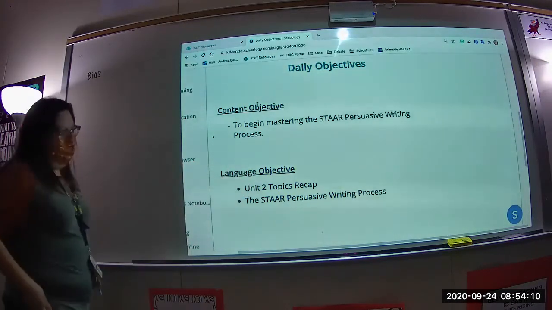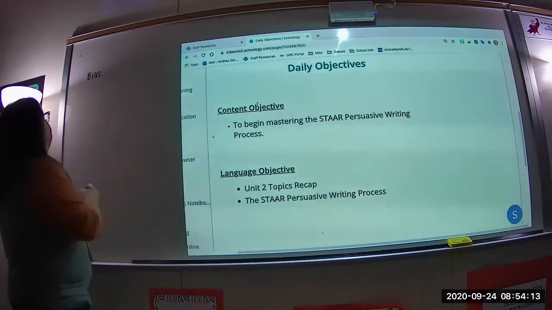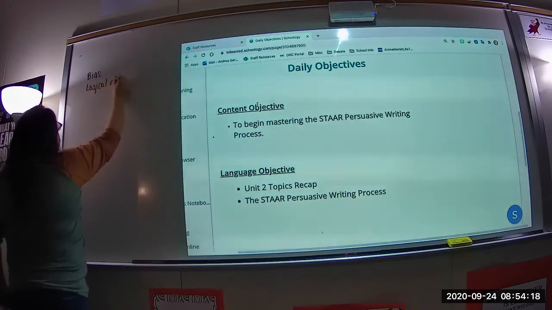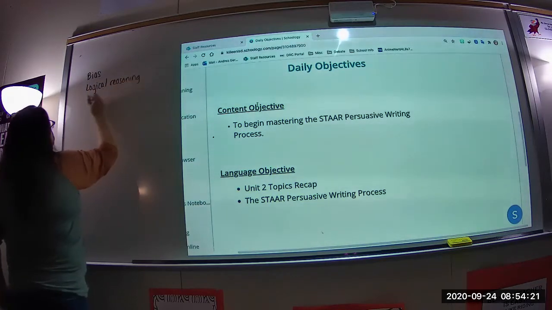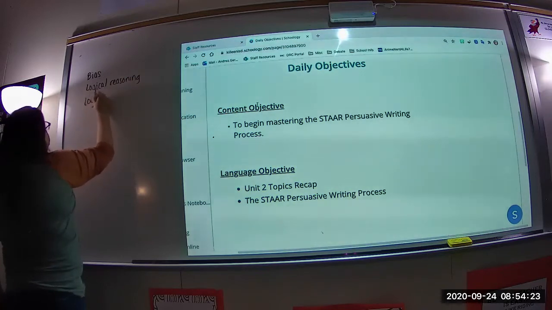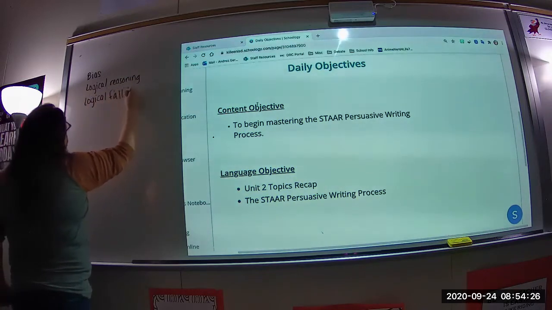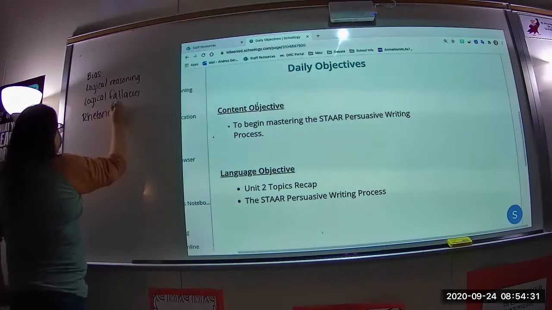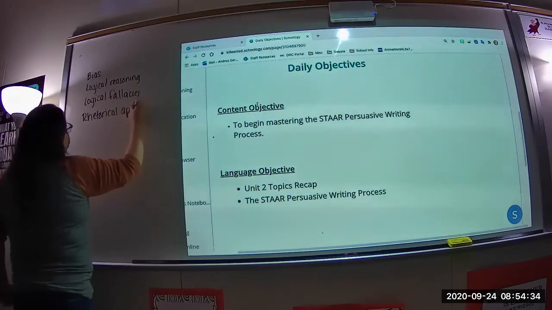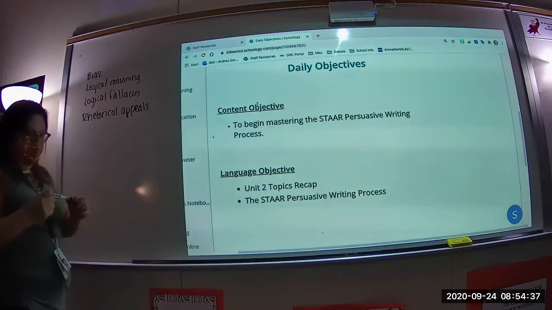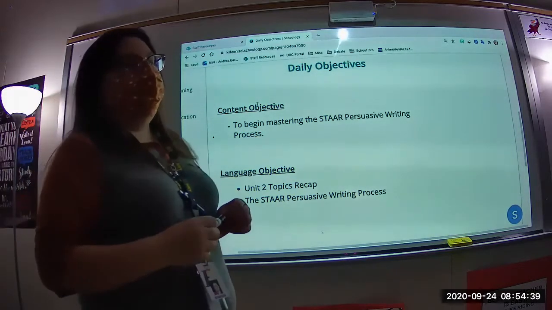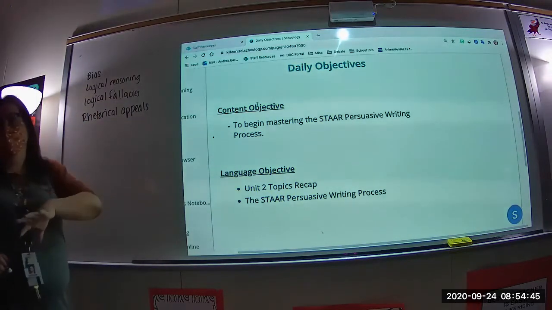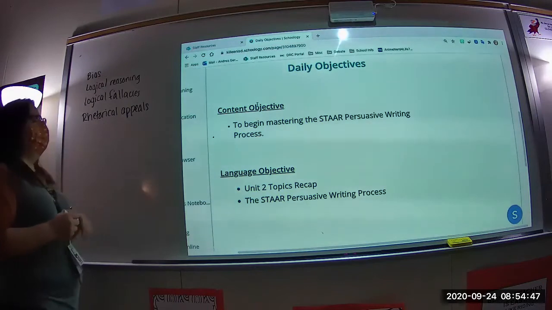Rhetorical appeals, okay? So we have biases, logical reasoning, and logical fallacies. And then we have rhetorical appeals. And rhetorical means to... you guys remember? What does rhetorical mean? To persuade. So there are appeals that persuade you to be on their side or to do what they want you to. What three are there?